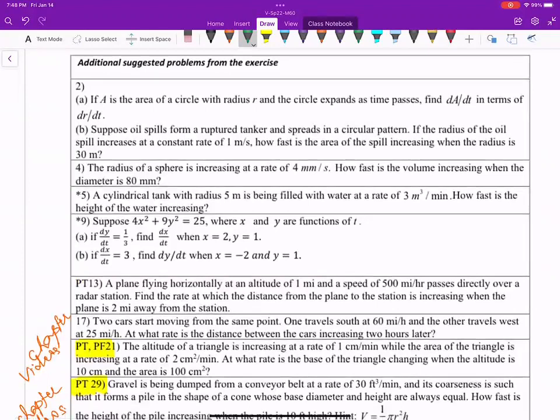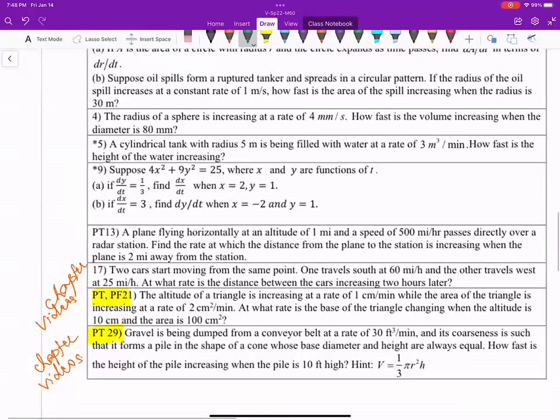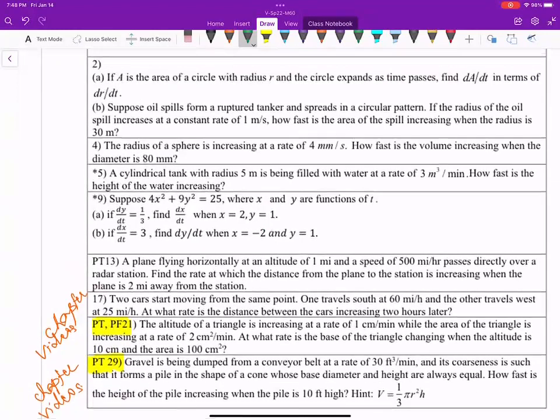Let's try problem number 2 here. There are some additional problems given. Some of them have been done already in a video. For the practice exam videos or the chapter videos, you can check. Those are 21 and 29. These two problems are already done. Then in this video, I'll do some of the homework questions here, along with maybe practice exam 13. Okay, PT 13 in this video.